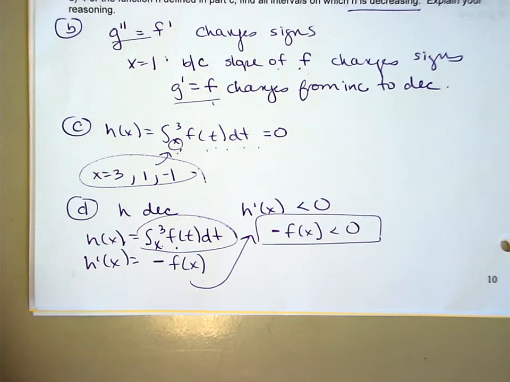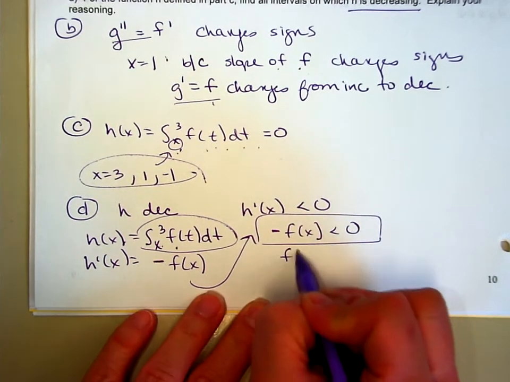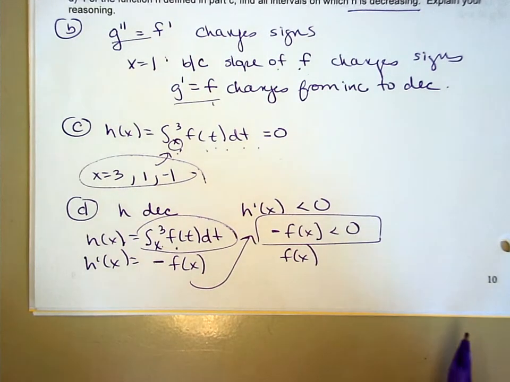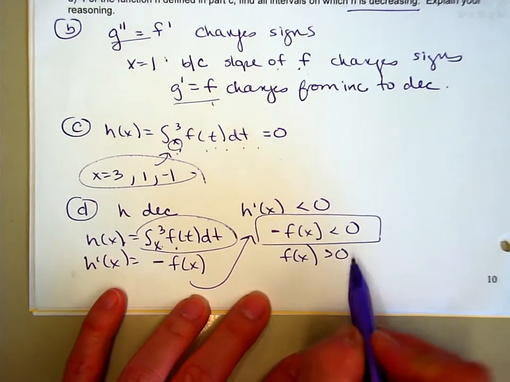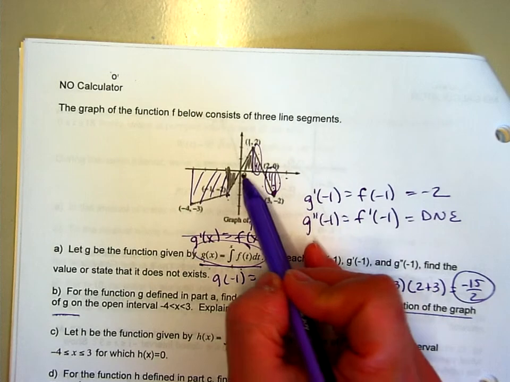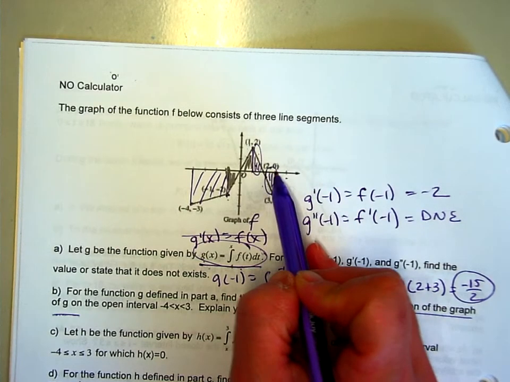But the graph that you're given is actually f of x. So let's get rid of this negative sign. If you remember from algebra, when we divide by a negative on an inequality, it flips the sign. So I'm looking for this. You have the graph of f. Where is it greater than 0? It's only above the x-axis from 0 to 2.